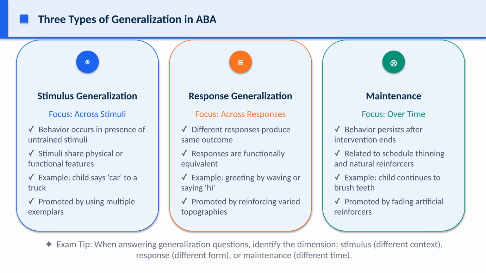Response generalization, in contrast, involves different responses producing the same outcome, such as greeting someone by waving or saying hi. These responses are functionally equivalent. You promote this by reinforcing varied topographies, which enhances behavioral flexibility. Finally, maintenance refers to behavior persisting after intervention ends, like a child continuing to brush teeth. It is promoted by thinning schedules and using natural reinforcers while fading artificial ones. On the exam, you will need to discriminate between these types, identify examples, and know how to program for each to ensure durable, generalized behavior change.